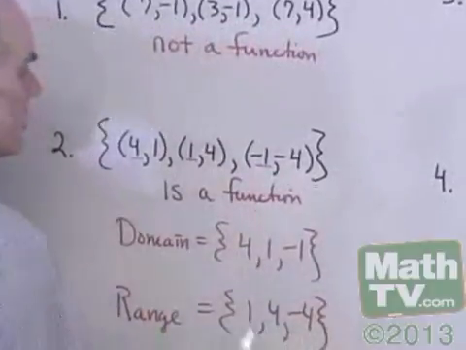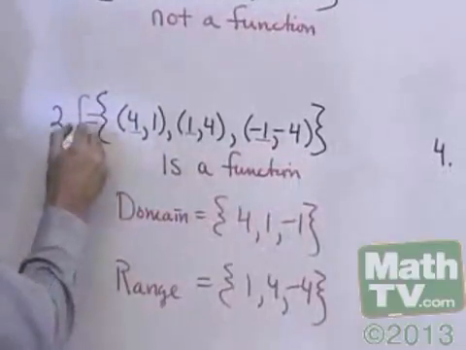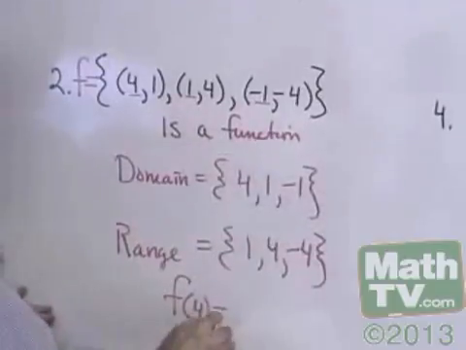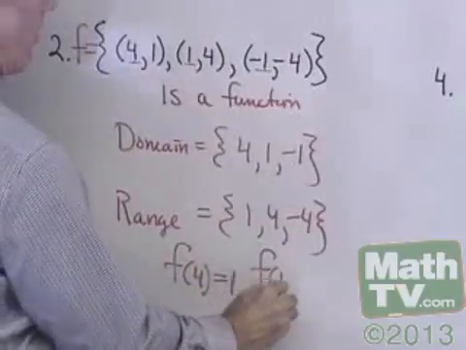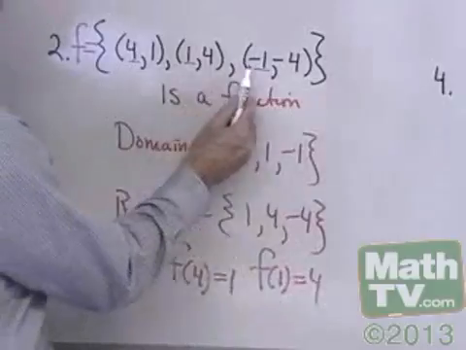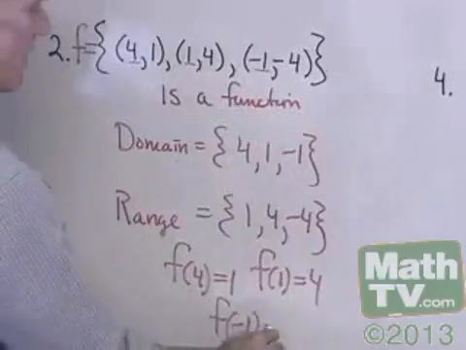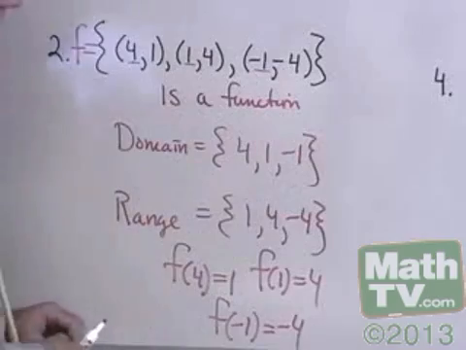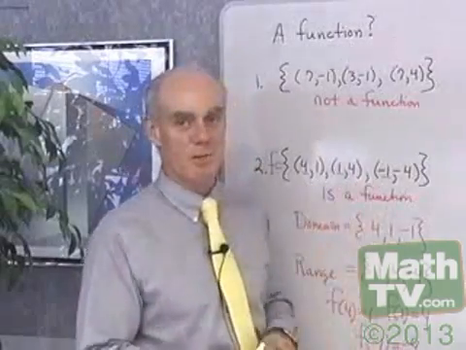Now we can also, with this, use some function notation since this is a function. If we were to say this is the function, let's say f, then we can say that f of 4 is equal to 1. F of 1 is equal to 4, because when x is 1, y is 4. And f of -1 is -4, because when x is -1, y is equal to -4. So I can even use function notation like this when I have a set of ordered pairs for my function.